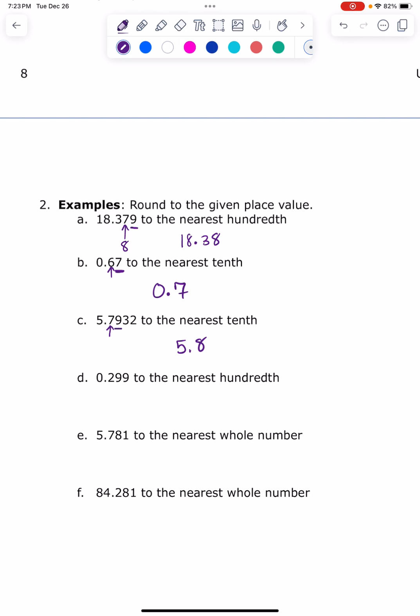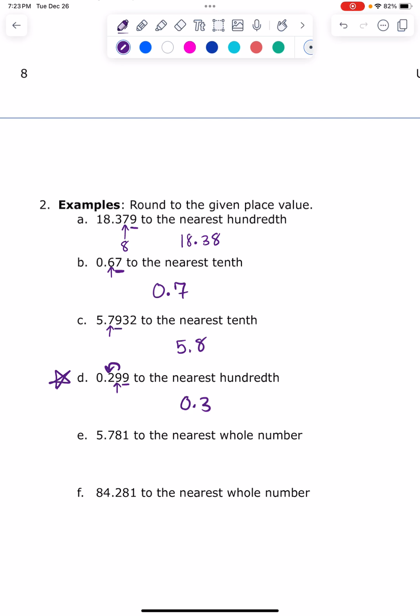So far these have all rounded up, but they don't always round up, just as a word of caution. 0.299 to the nearest hundredth. So here's that special case when the rules vary a little bit. 9 is greater than or equal to 5, so it gets bumped up, but 9 is the highest digit. So what that means is the next number is going to get bumped up and it becomes 0.3. I try not to have you do that all that often, but it could come up, so just take note of that.